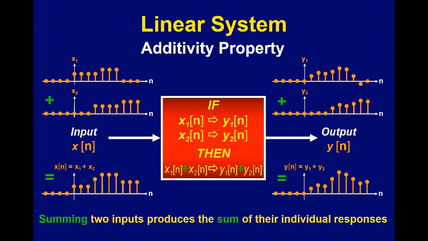If I added things on the input, I better add the responses on the output. The responses are additive, without any additional scaling, shifting, or anything else. So summing two inputs produces the sum of their individual responses. This is absolutely essential for linearity.